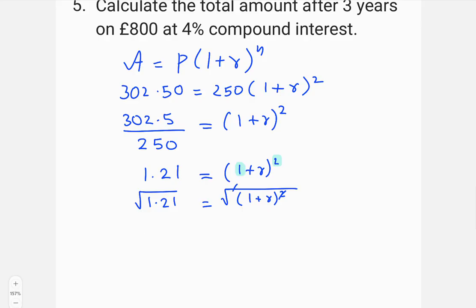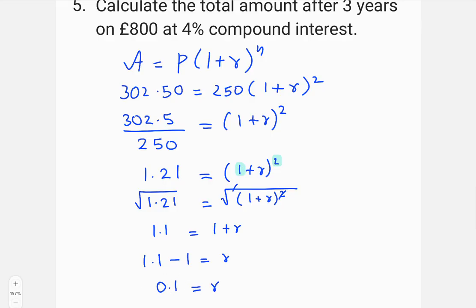And if you put 1.21 inside a square root on a calculator, you're going to get 1.1 here. And this one is just left with 1 plus rate, because the square root and the square were cancelled out. Now, to get the value for r, you need to remove this 1. This one is adding here, isn't it? So you have to move it around. You're going to take it away. So 1.1 remains the same, and you're taking away 1 from it. And you're going to get 0.1. The rate is 0.1.